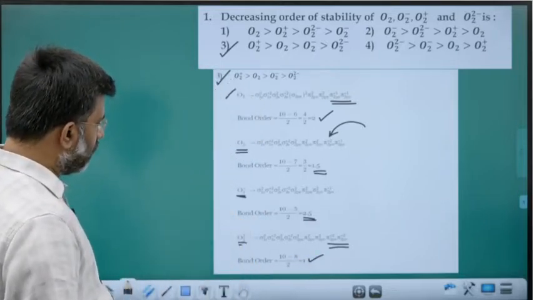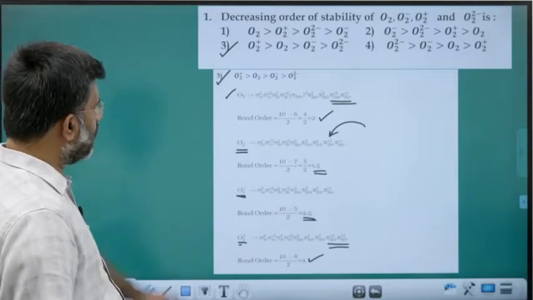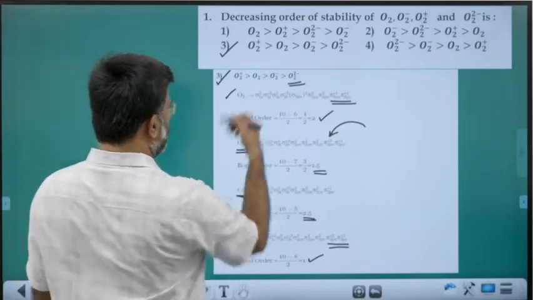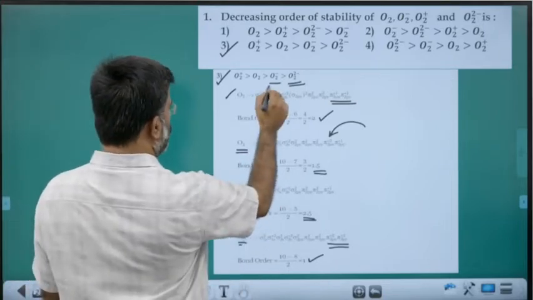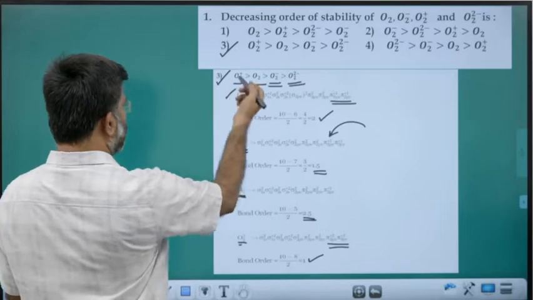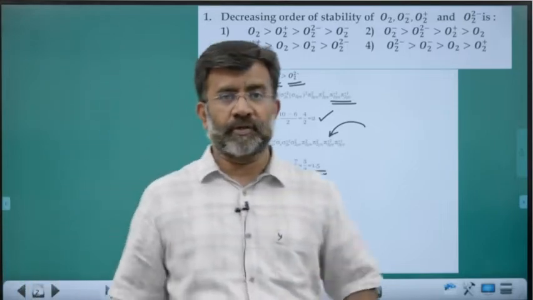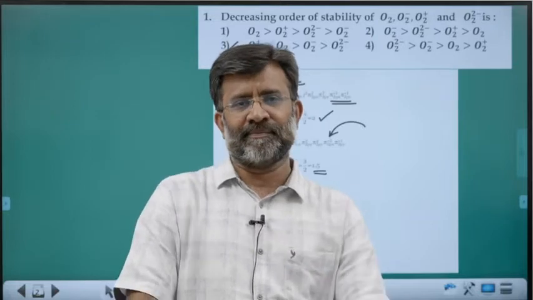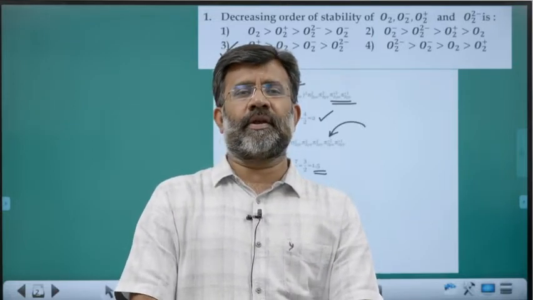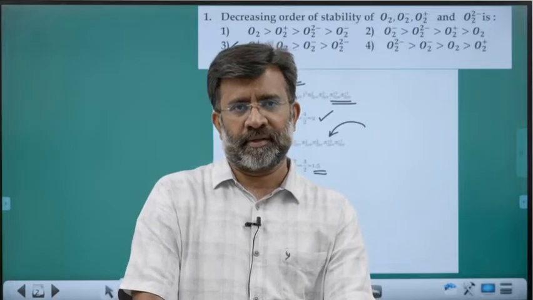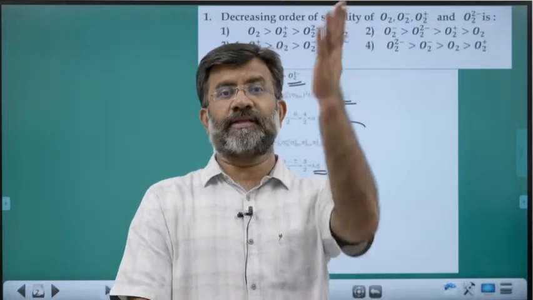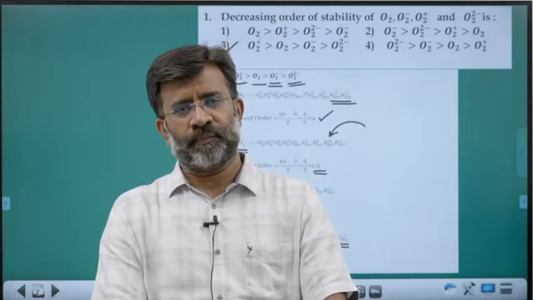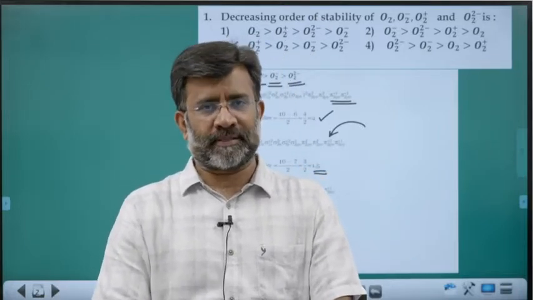Which has the minimum bond order? O2 2 minus. We are talking about stability, so O2 2 minus is minimum stable. Then it is O2 minus, then O2, then O2 plus. And if O2 2 plus is available, that will be most stable, with bond order 3. So the order of stability of oxygen species in increasing order is O2 2 minus, O2 minus, O2, O2 plus, O2 2 plus.